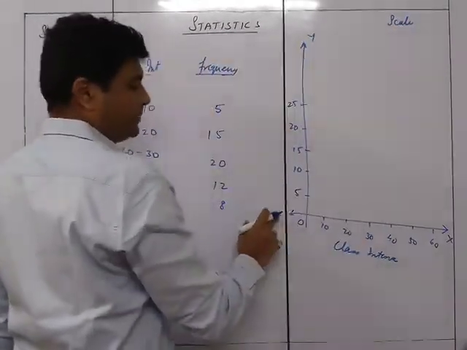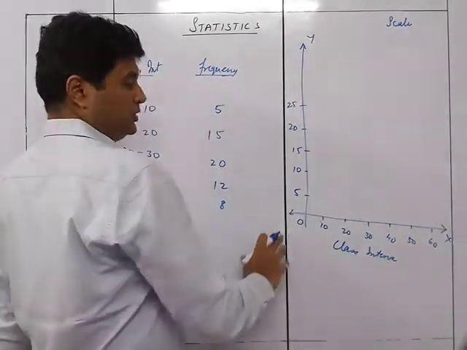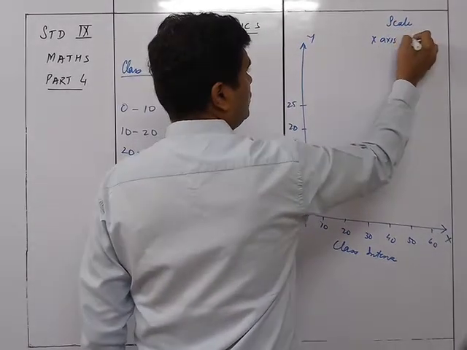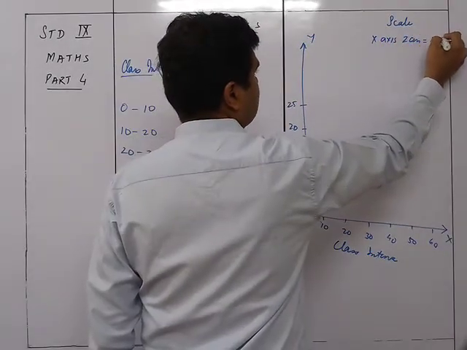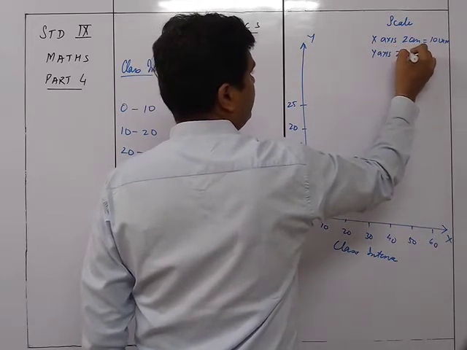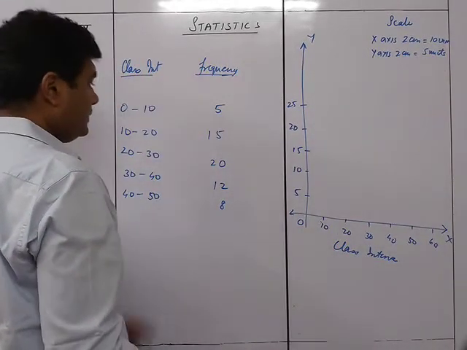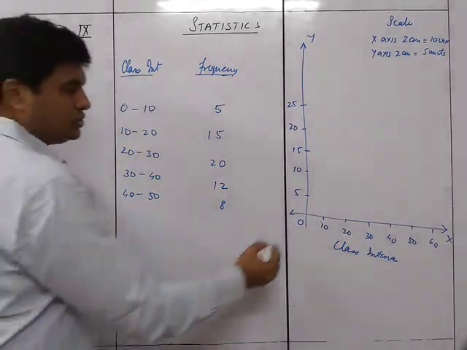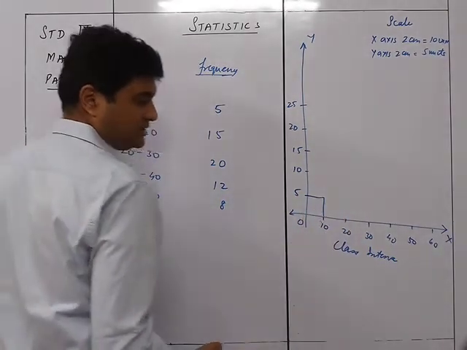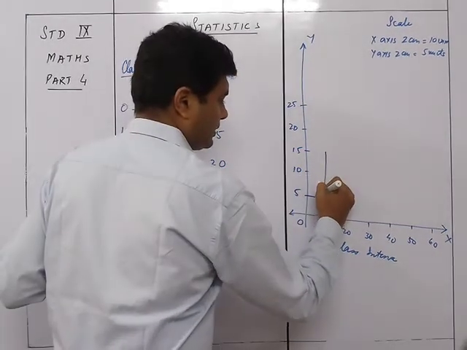Now, keep some gap over here because we may require it for the frequency polygon. So right now you can say scale, x-axis, 2 centimeter is equal to 10 units, and y-axis, 2 centimeter is equal to 5 units. 0 to 10 is 5, so it will be a bar like this. 10 to 20 is 15, so it will be a bar continuing like this.